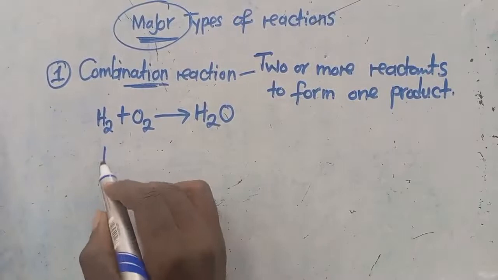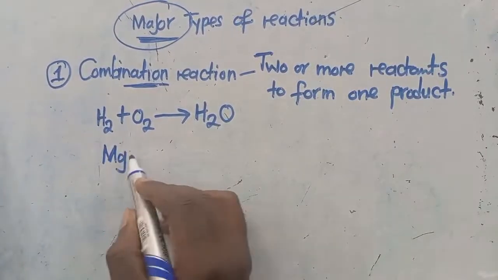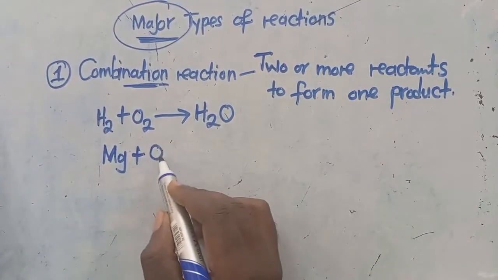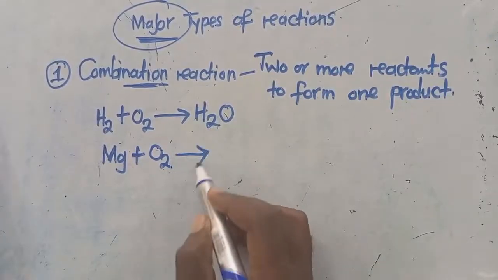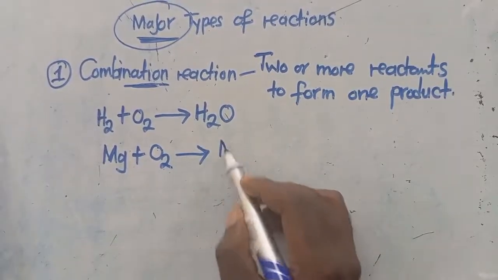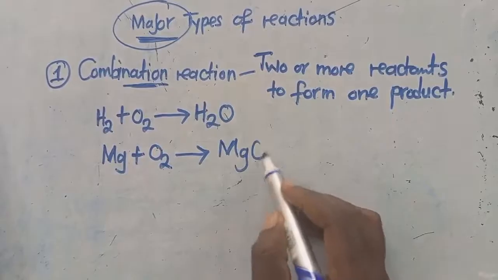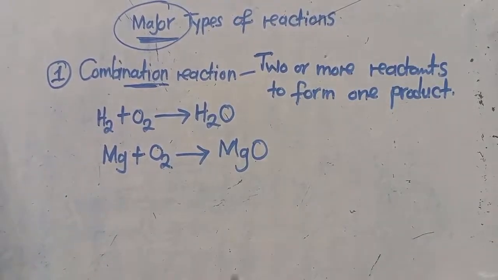For example, you've got magnesium reacting with oxygen. What we are forming this side is called magnesium oxide. I guess we are able to understand.